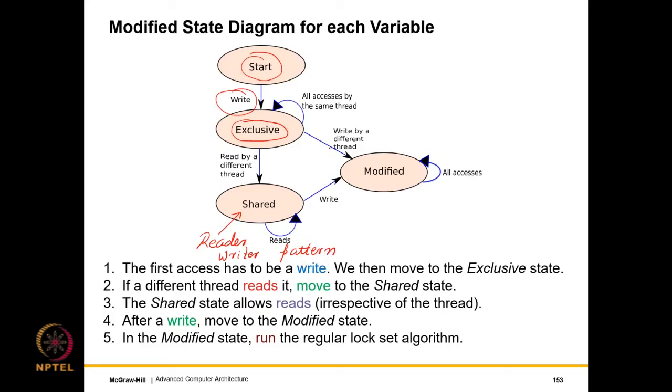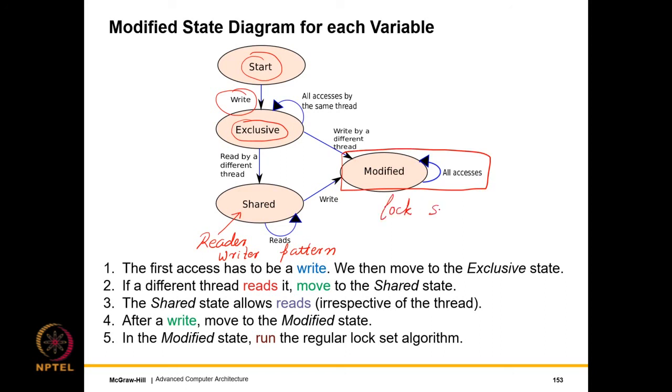The problem arises when there is a write by a different thread, which means that we are starting a regular shared access. So there is a write by a different thread either when the variable is in the exclusive state, which means that other threads also are showing an interest in the variable, or from the shared state. So when this happens, we enter the modified state.